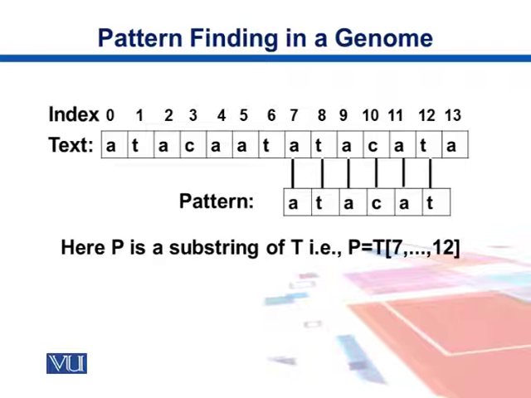Here we have that elaboration in this diagram. We have the text, and on the top we have indexes. Since we use arrays and data structures, we start those indexes from 0 and it goes up to 13. In total the length of the text is 14 and the pattern is of length 6. The pattern matches at position number 7. So what we get in the end is that P is a substring of T, that P is equal to T from position 7 to 12. So it's present within it.